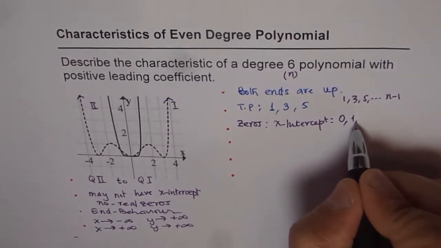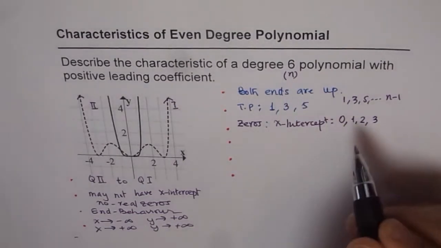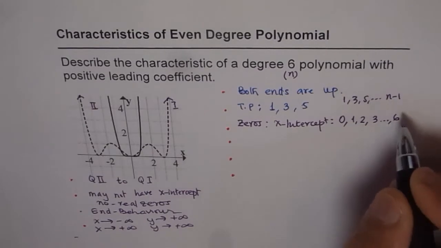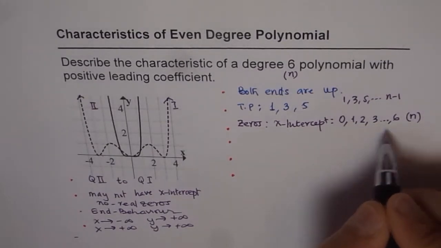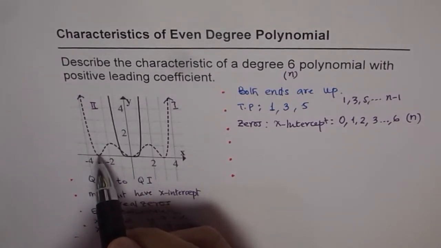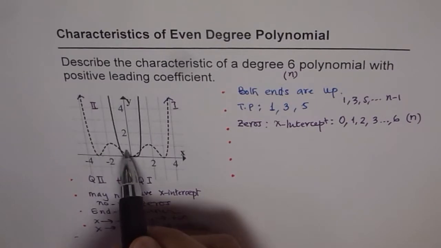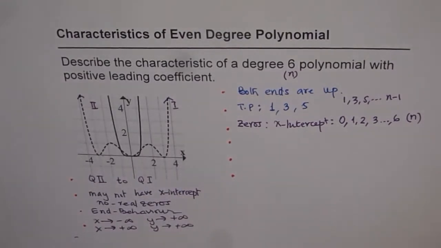So it could have 1, it could have 2, it could have 3, and the maximum is the degree. So up to the degree, which is 6 in this case, but in general this will be n. So it will be 0 to n is the number of zeros for an even degree function, correct? Think about it. This is a graph which has 3 zeros. If I pull it down, then the x-intercept can cut it here with 6 zeros. Do you see that? So it could have so many zeros.